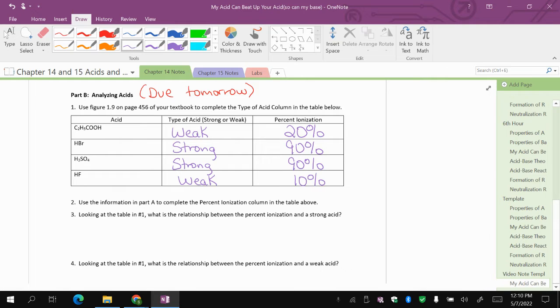And so we should be able to look at what we just did in number 1 and 2 to look at the relationship between the percent ionization and a strong acid. So our strong acids here have percent ionization of 90% or greater.